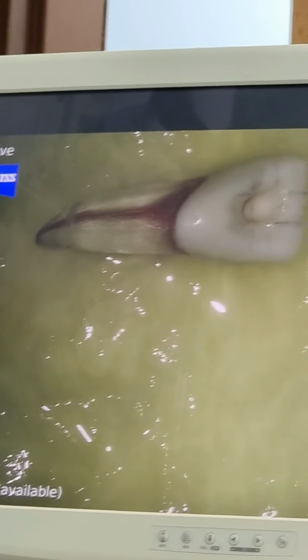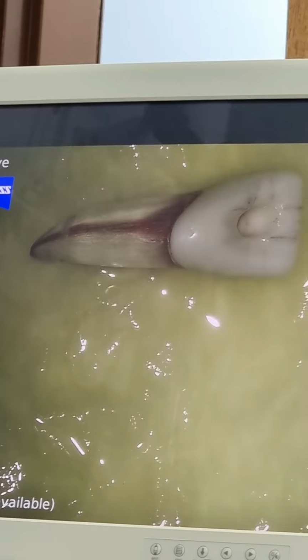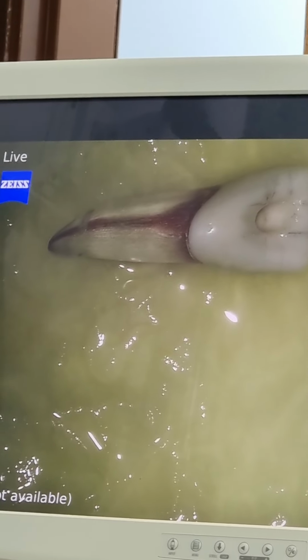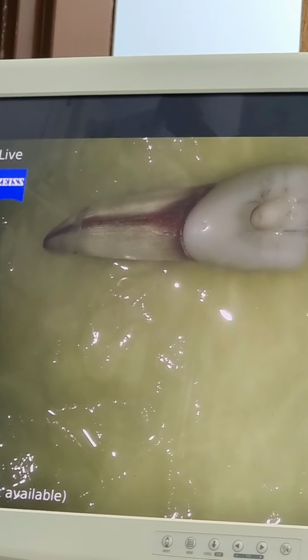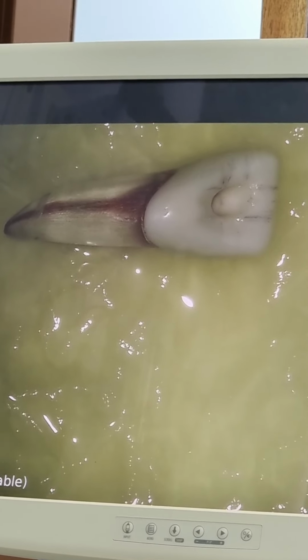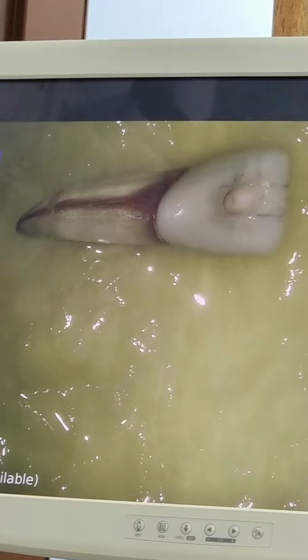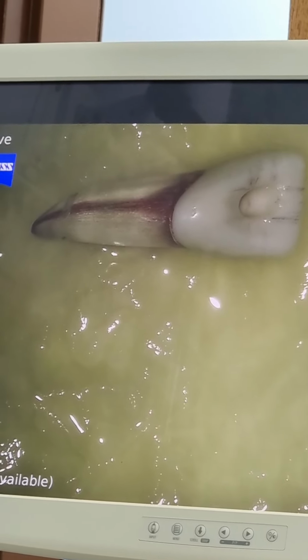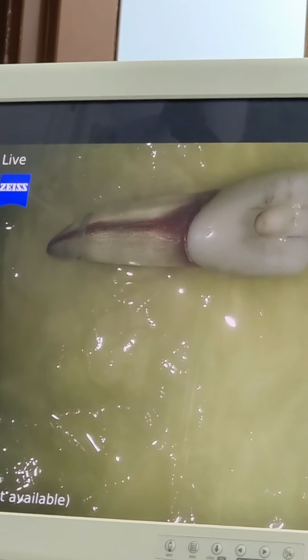This is another mistake the students do. They take the Gates Glidden very deep into the canal, and then what will happen? There are chances of errors. There will be perforation, or the instrument can break, it can separate. So be very careful with this Gates Glidden. It's a very, very fragile instrument.